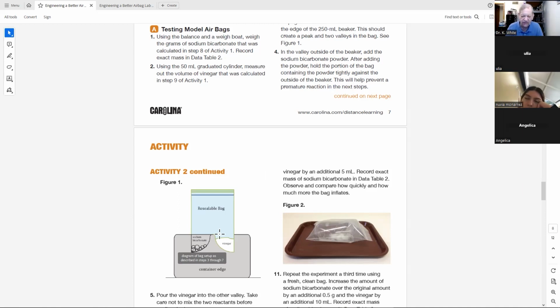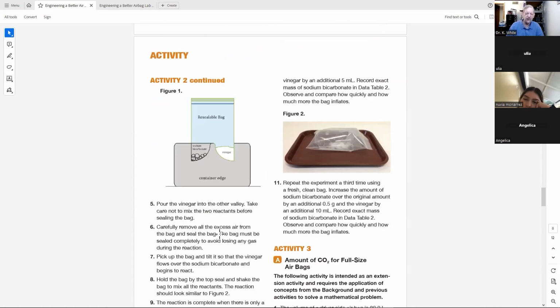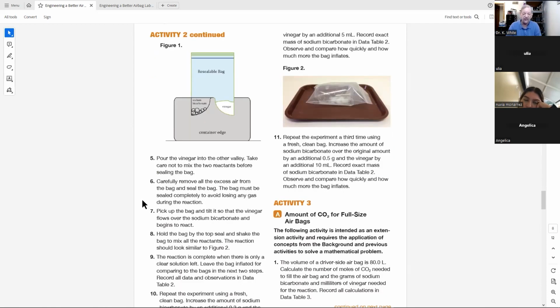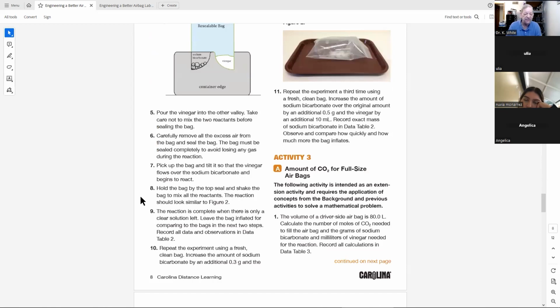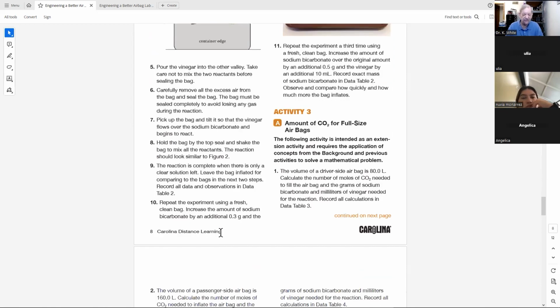Once it's closed, mix everything together, put it down on a tray or something. Hopefully you sealed it tightly. Make sure before you mix it, it's sealed tightly, and then watch it fill up with gas. And you might want to shake it a little until it's all clear and it's reacted.